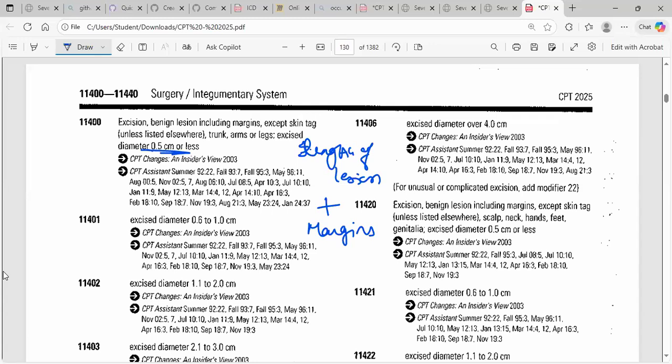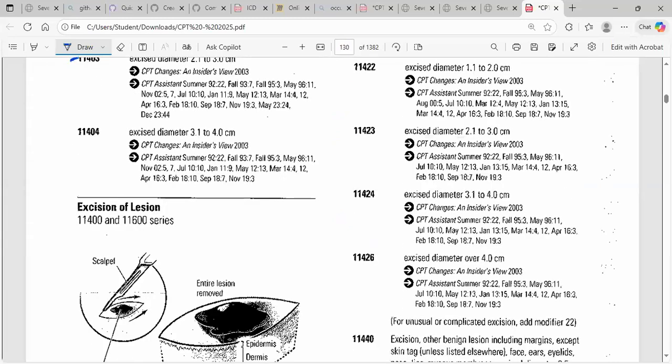So the first one is 0.5 centimeter or less, and this is based on the anatomical group. Anatomical group means if the excision happened on the trunk, arms, or legs, we are going to pick a code from 11400 to 11403. If it is at scalp, neck, hand, and feet, we have to pick a code from this series. So whenever we code the excision, our excision code is based on the type of lesion.